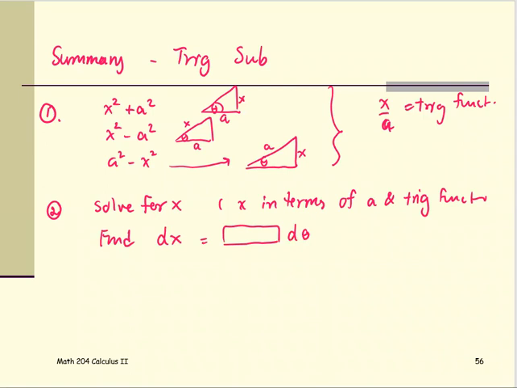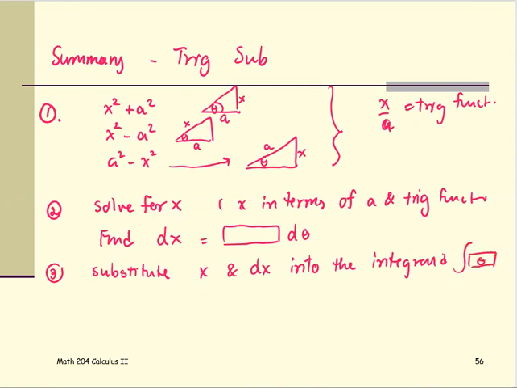Okay, after you get this, you have the complete right triangle, and then you substitute x and dx into the integrand. And then you're going to see the integration in terms of an angle theta and d theta. Simplify completely.